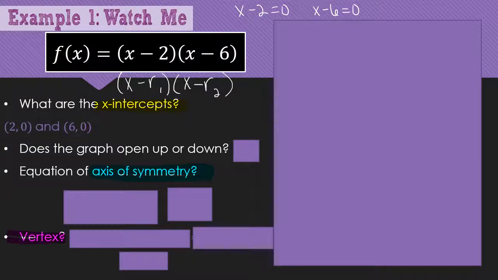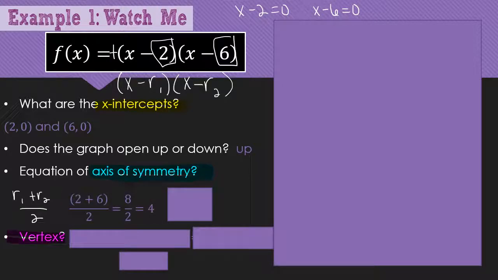The x-intercepts here, I'm going to pull those out. I'm going to have the 2 and the 6. Those are my r1 and r2. So my x-intercepts written as coordinates are (2, 0) and (6, 0). The graph in this case is going to open up because I have a 1 out front, which is a positive value. For my axis of symmetry, we use the equation r1 plus r2 all over 2. My x-intercepts were 2 and 6, so 2 plus 6 over 2. I'm going to have 8 over 2, which simplifies to 4. So my axis of symmetry is x equals 4.